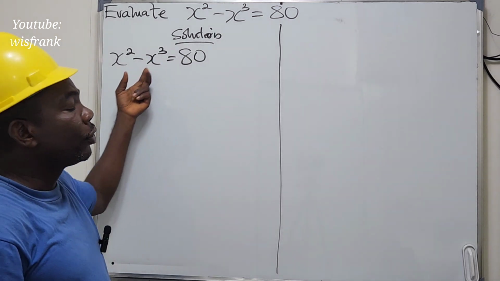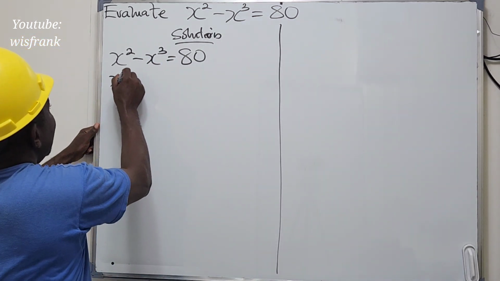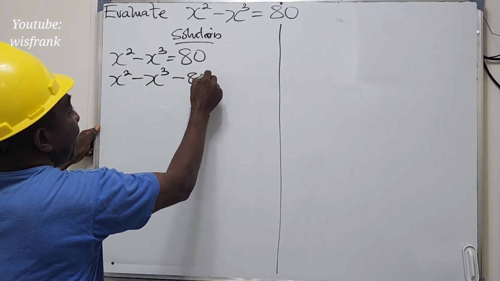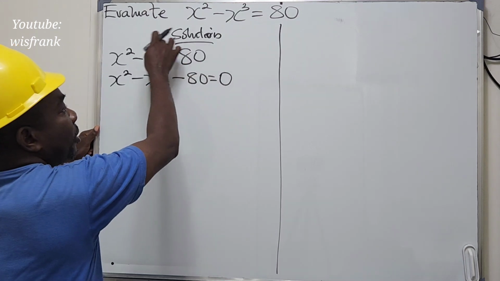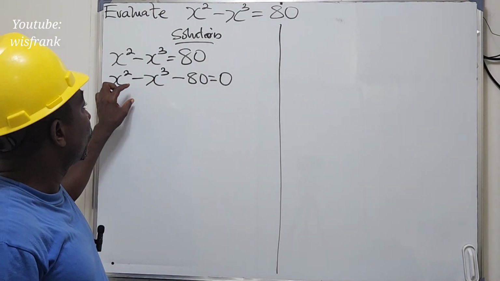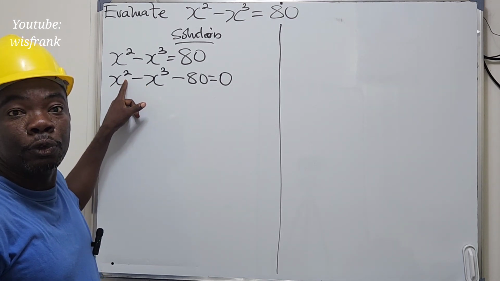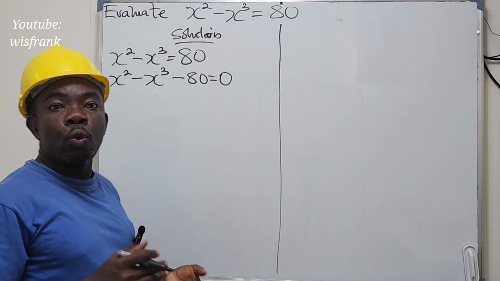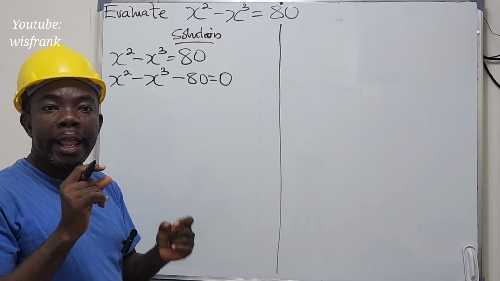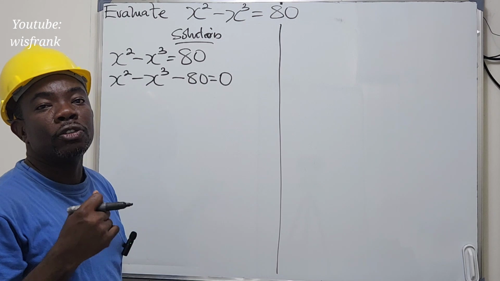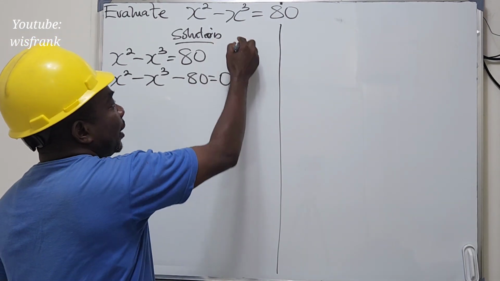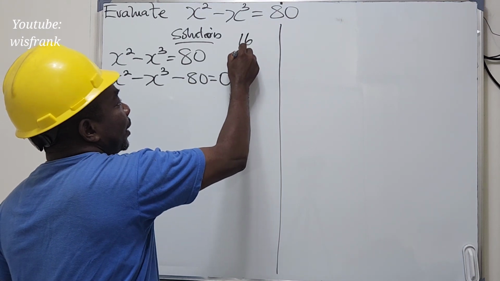So let's transpose 80 to the left hand side. So we have x to the power of 2 minus x to the power of 3 minus 80 equals 0, because when we transpose this to the other side, this side remains 0. So here, look, we have a number raised to the power of 2 and raised to the power of 3. We want to find factors of 80 in the sense that we have a value that is raised to the power of 2 and also a value that is raised to the power of 3. So the factors of 80 that will give that are 16 and 64.